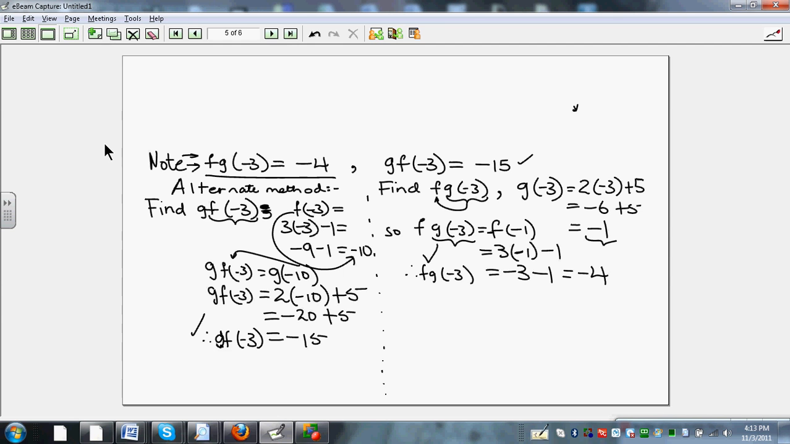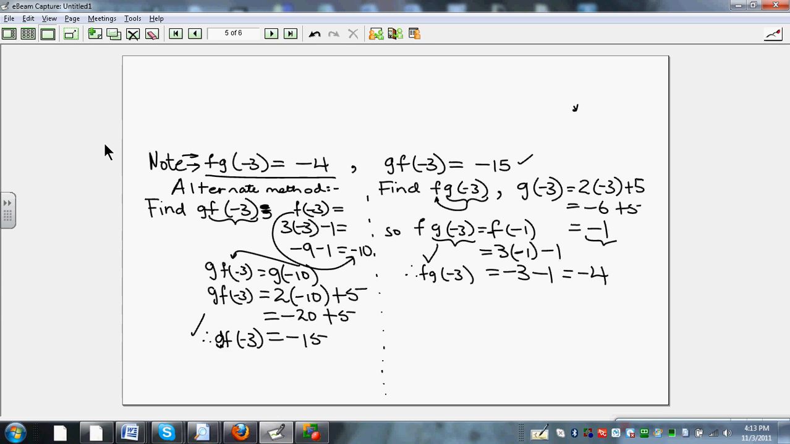There's also a point to note here that these composite functions are non-commutative. It means that if we reverse them, you don't get the same answer. In other words, fg of minus 3 is not the same thing as gf of minus 3. fg of minus 3 is minus 4, and gf of minus 3 is minus 15. So if you reverse them, you do not get the same result. Whereas in plain multiplication, for example, if you change the order, you get the same result. Here, you do not.